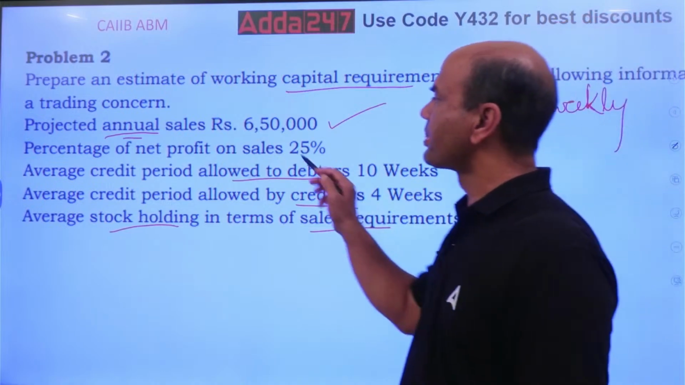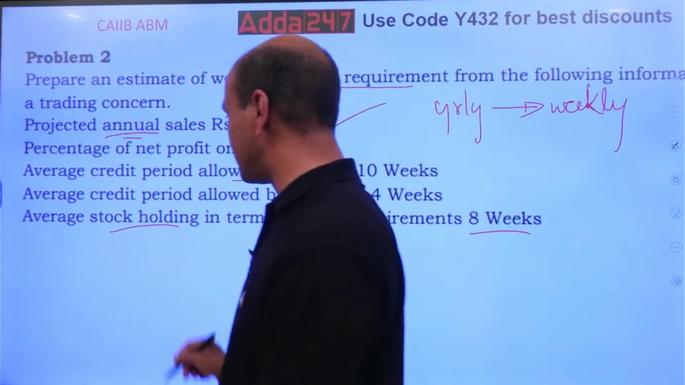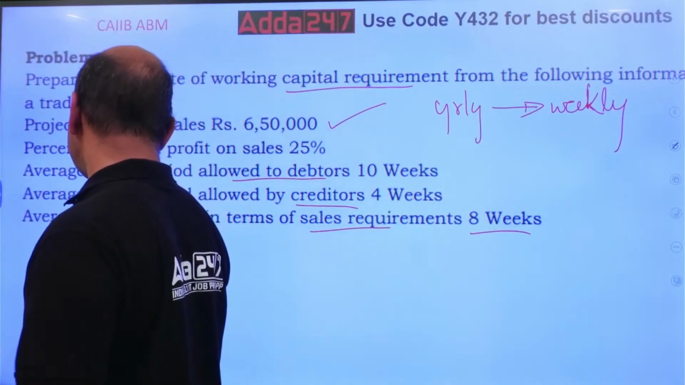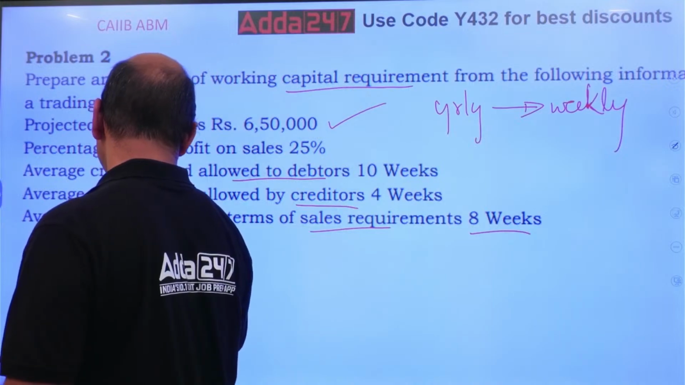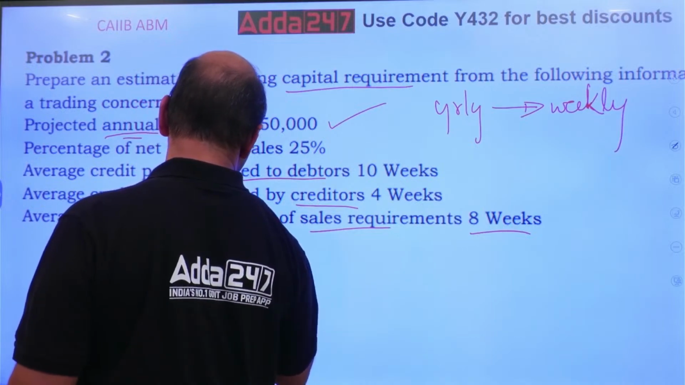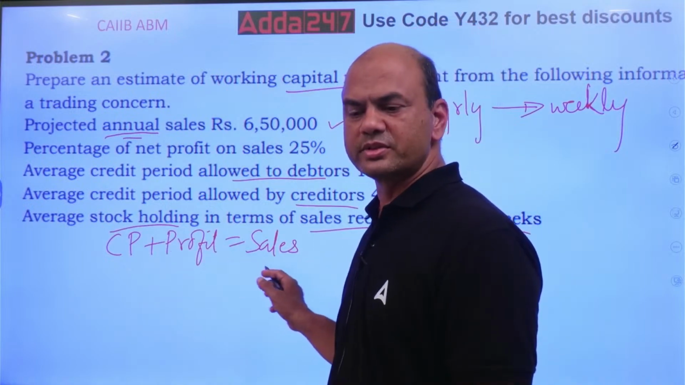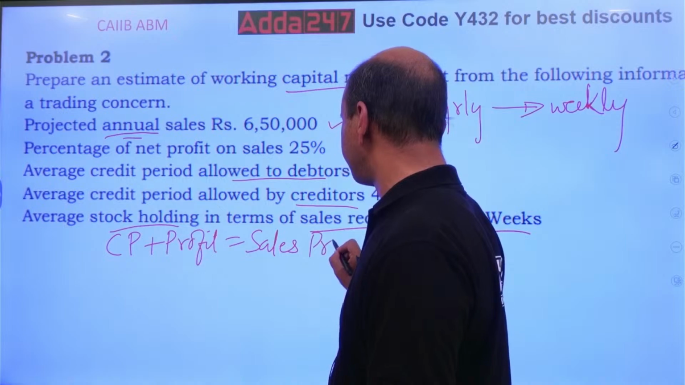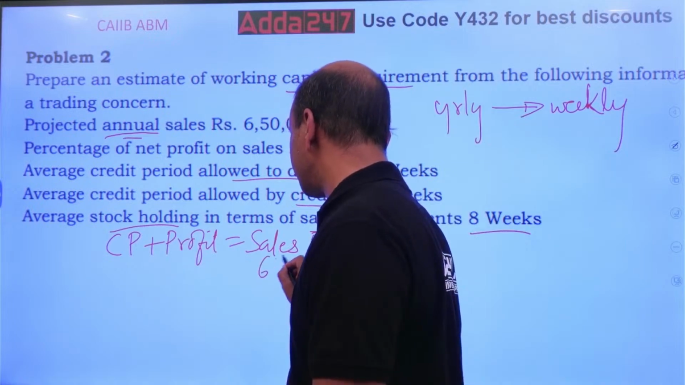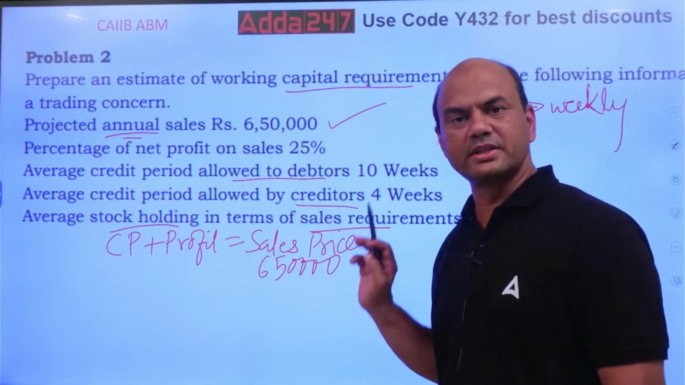See this. 6,50,000 is my sales. What does sales include? What is the basic rule of costing? Cost price plus profit equals to sales, or selling price, SP we call it. Cost price plus profit equals to SP. Okay. Got it? What is given? Sales price is given as 6,50,000. 6,50,000 is the total sales.